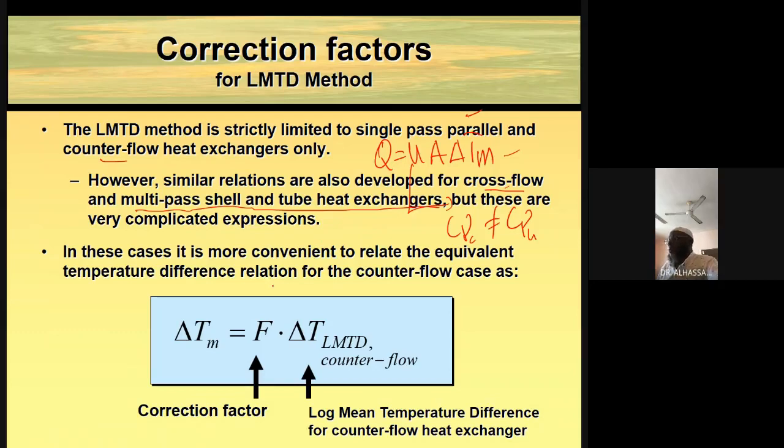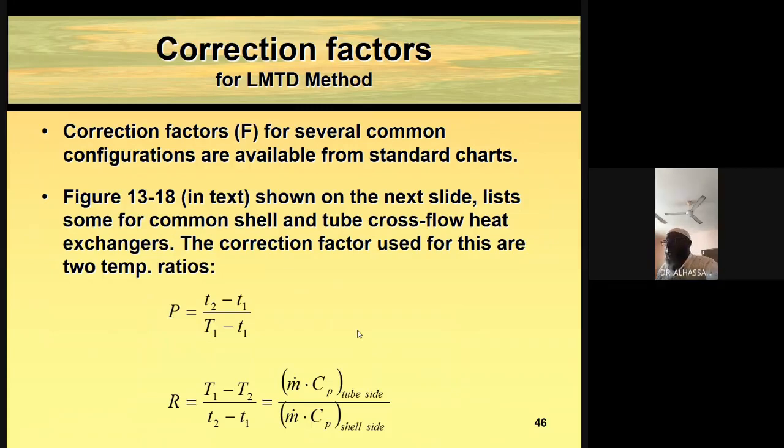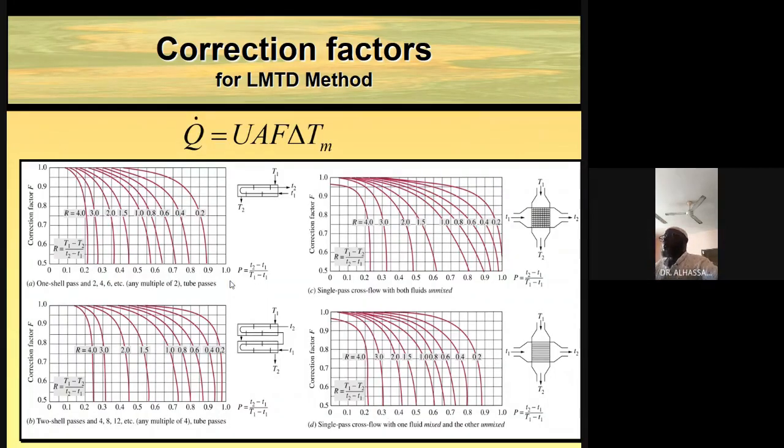So now we just introduce a new term called the correction factor. We introduce it to the LMTD. Now, how does this correction factor work? We normally use a graph, and I'll come back to the previous slide later on. We introduce a new parameter called F. And how do we determine this F? We use graphical information. On this graph, for example, on the vertical scale, we have the correction factor. On the horizontal scale, we define a parameter called P.